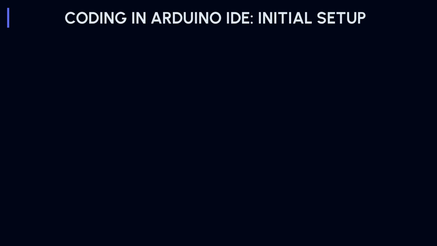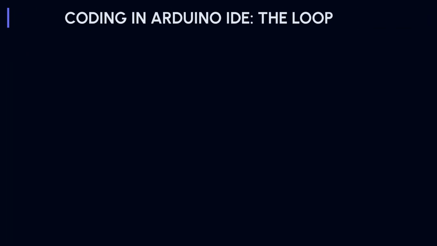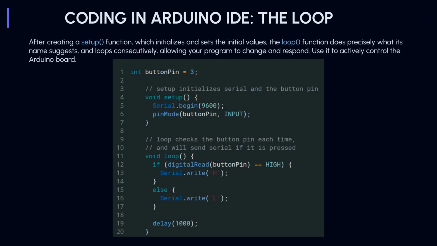For initial setup, every sketch includes the setup function. This function runs only once after power-up or reset, and is used to initialize variables, set pin modes, and begin libraries. Following setup, the loop function runs consecutively. It is the core of your program, allowing the Arduino board to continuously change and respond to its environment.